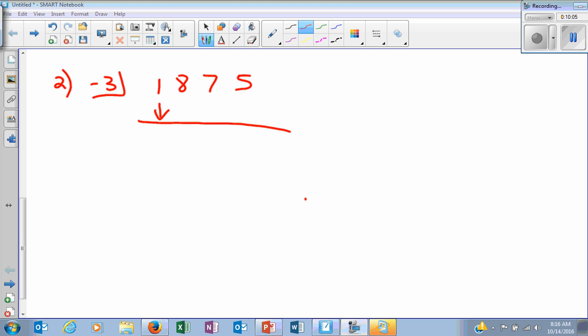So, bring it down. 1 times the negative 3 is negative 3. Add that together, you get 5. Multiply that together, you get negative 15. Add that together, you get positive or negative? Negative. Multiply this times this, and you get a 24. Do I really care about what this answer is right now? Why? It's not a 0 here. So what does that mean? Not a factor.